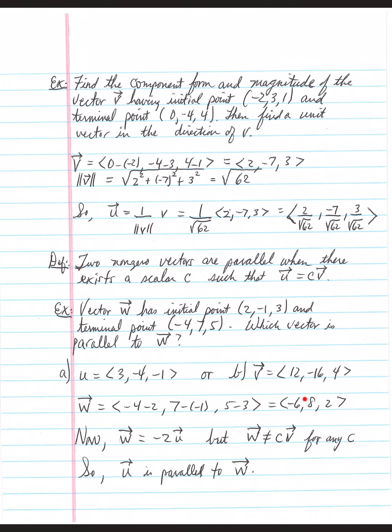But -6, 8, and 2, when compared to vector v, it's pretty close, but not exactly. For example, if you multiply by -2, you would get 12 times -2. You do get -16, but here's where it fails. -2 times 2 is not +4. So you do have to check all. There is no scalar for which vector w equals vector v. So we can only claim that w and u are parallel. If v had a negative back here, they would also be parallel, w and v.